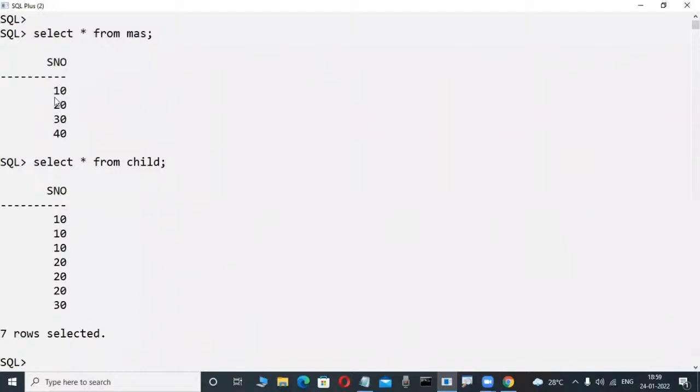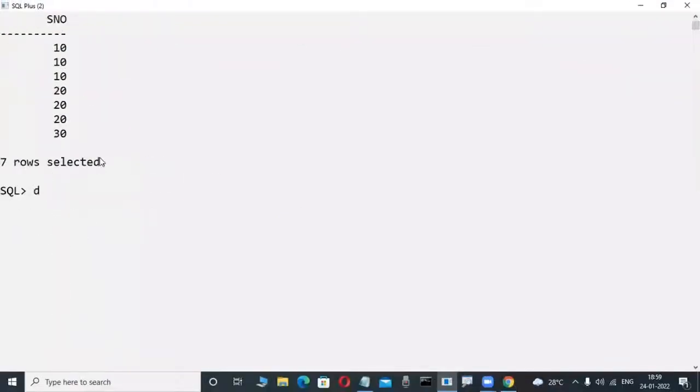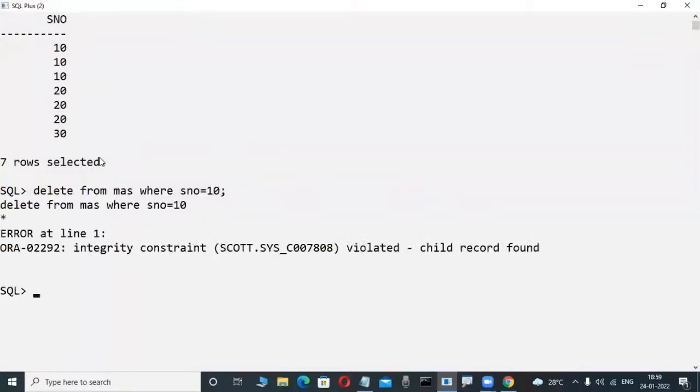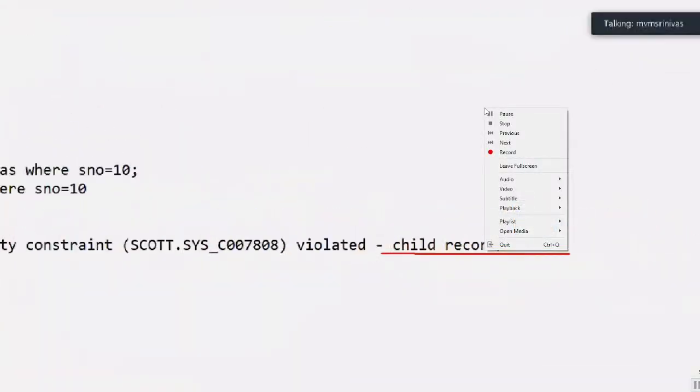Now I try to delete some record. Up to now you don't have an idea what delete or insert is, I'm just checking. Delete from master where s number is equal to 10. It won't work, because that 10 is already available in the child table. We are unable to delete; that's why it says child record found. That record is available in the child table.